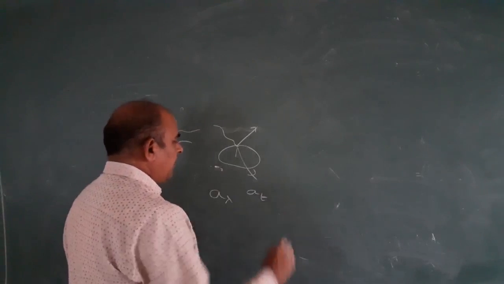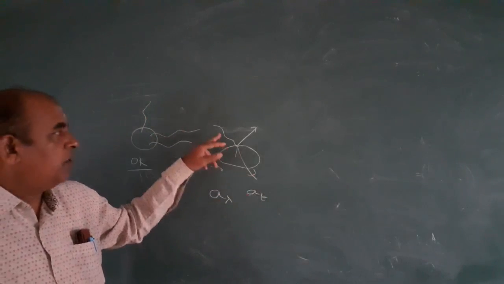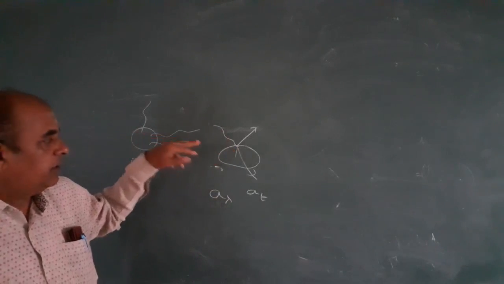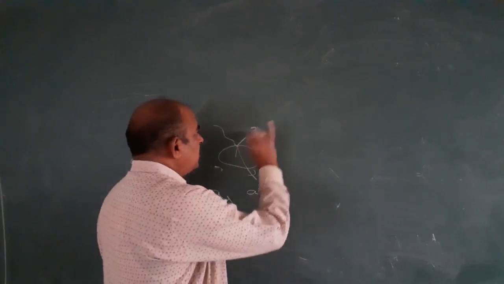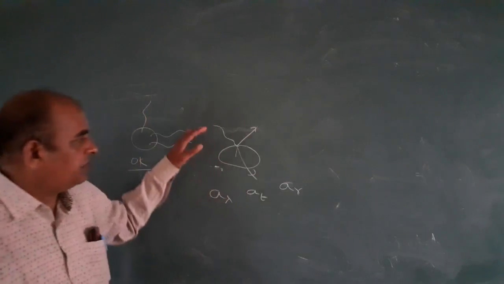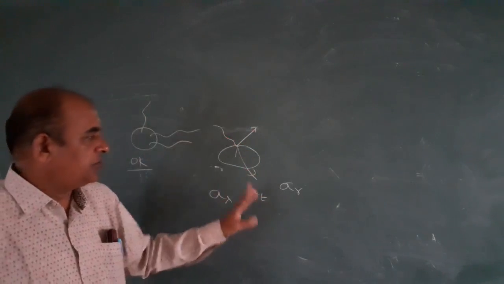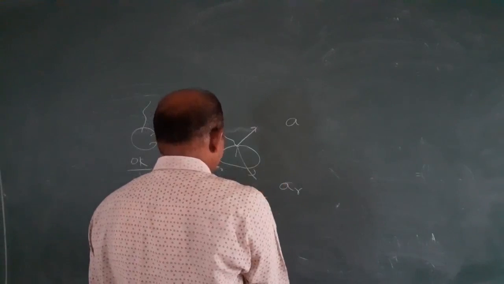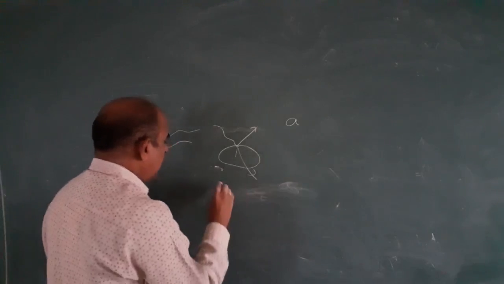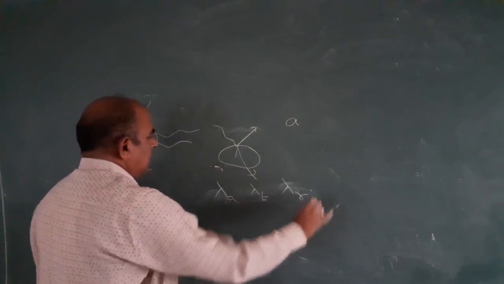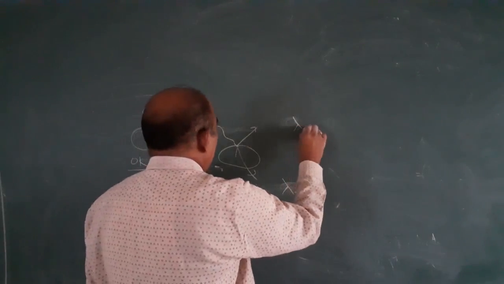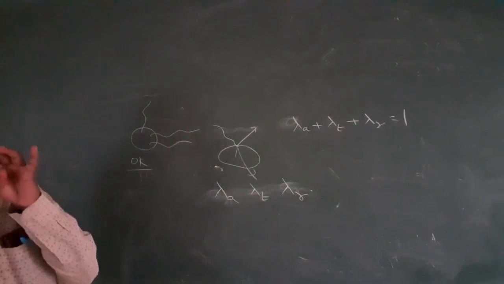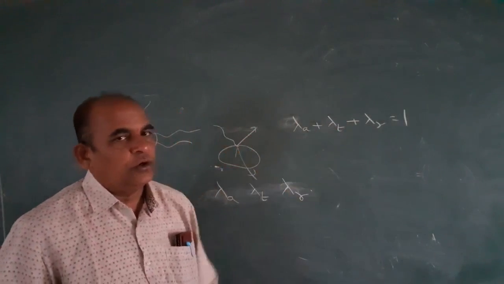Transmission coefficient: the ratio of the amount of heat energy transmitted to the amount of heat energy incident on it is known as the transmission coefficient. And the reflection coefficient: the ratio of the amount of heat energy reflected to the amount of heat energy incident on it is known as the reflection coefficient. These are represented as lambda A for absorption, lambda T for transmission, lambda R for reflection. For any material, lambda A plus lambda T plus lambda R is equal to 1. The sum of the absorption, transmission and reflection coefficients is equal to 1 for any material.